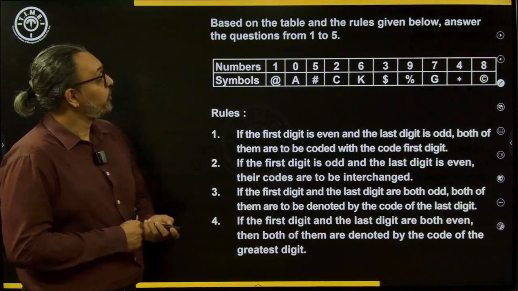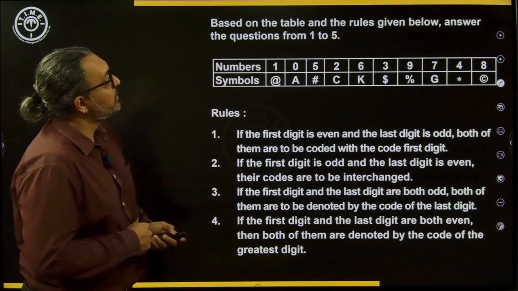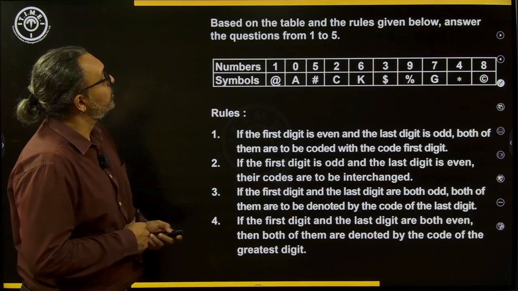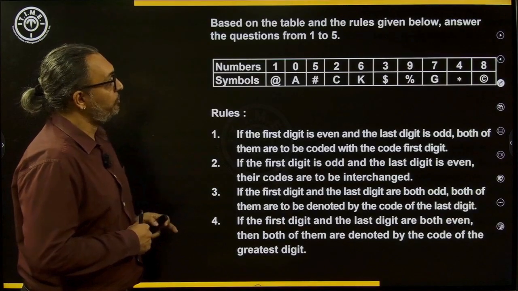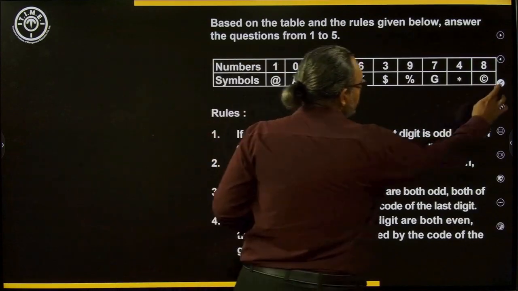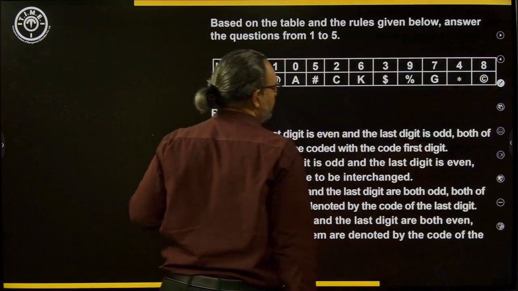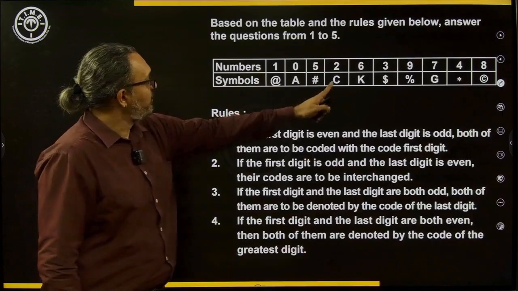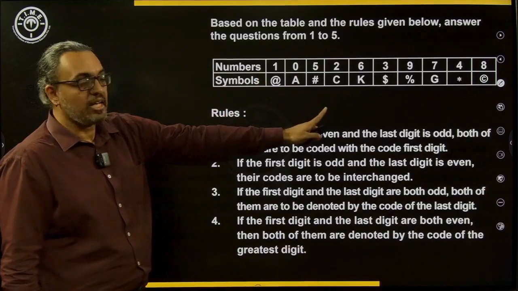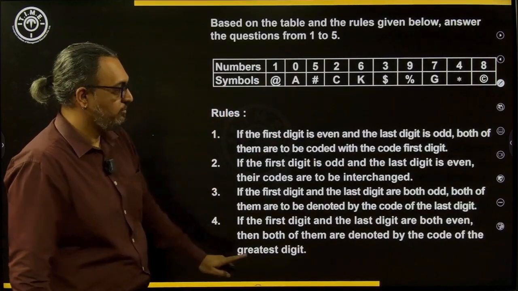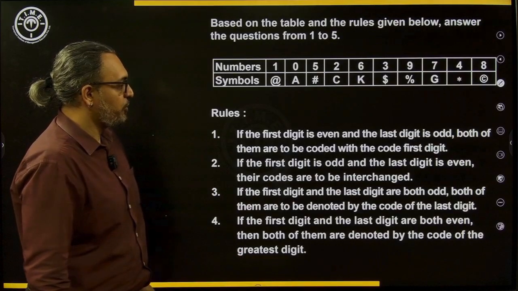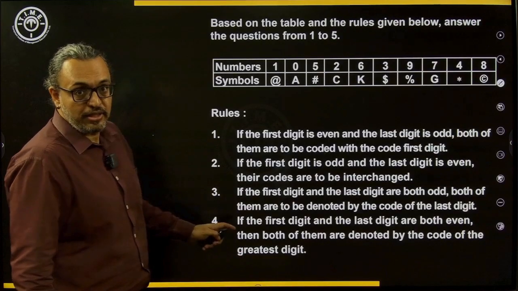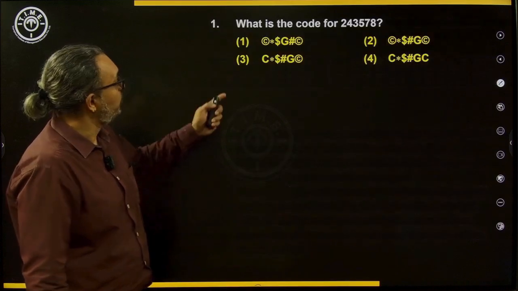Right. So now let's look into this. Based on the table and the rules given below, answer the questions from 1 to 5. That is what we have. Now you have this table, numbers and some symbols are available to you and some rules are given. So we need to understand which of them satisfies and answer the question.